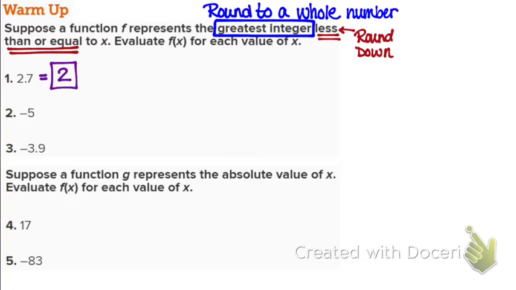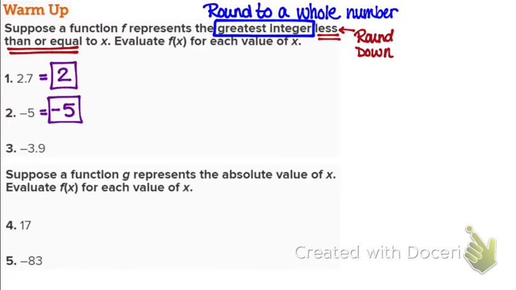What about for number 2? What's weird about that number? It's negative. What else do you notice about it compared to the other 2 in this section? It's already a whole number. So do I need to round it down to get to a whole number? So what would the greatest integer less than or equal to negative 5 be? Negative 5. I didn't need to change it at all.